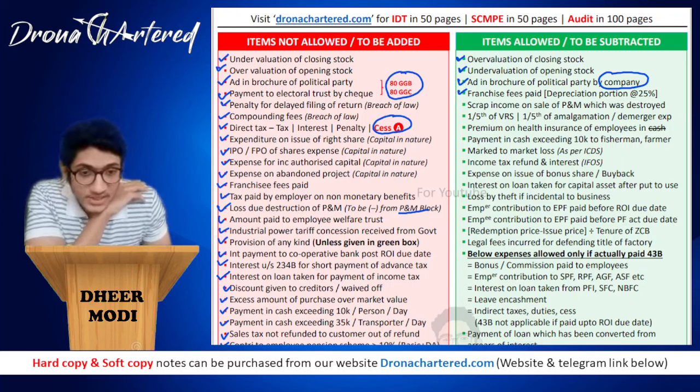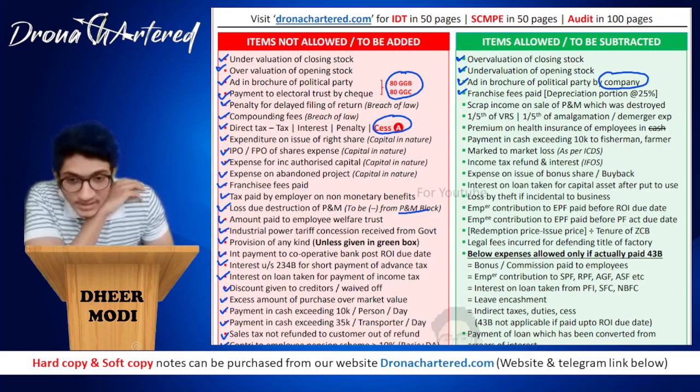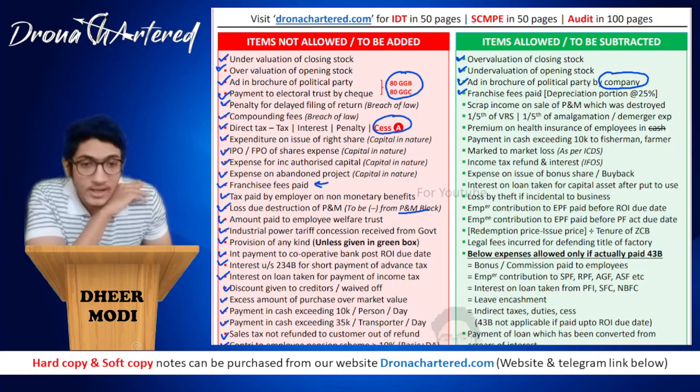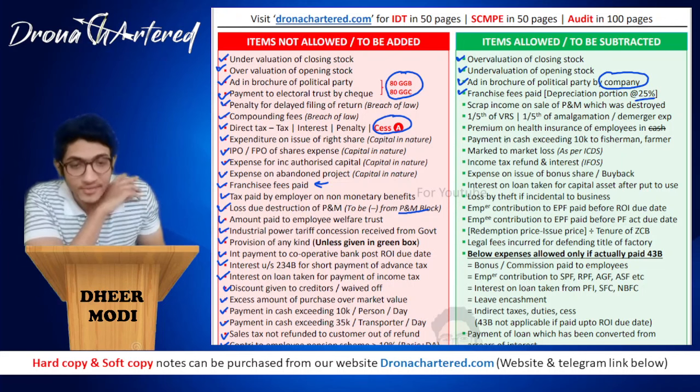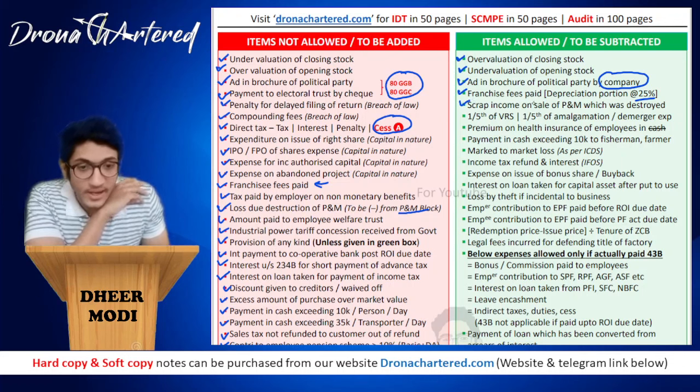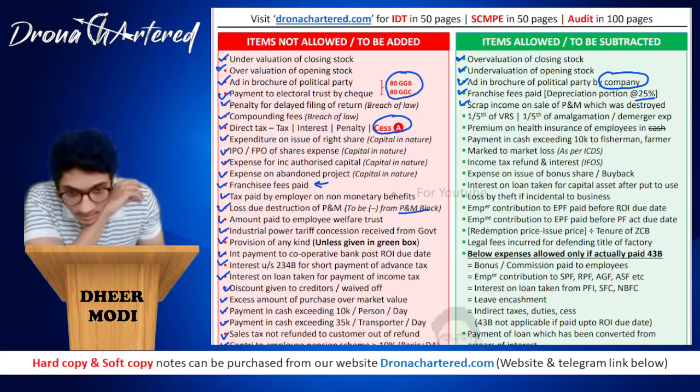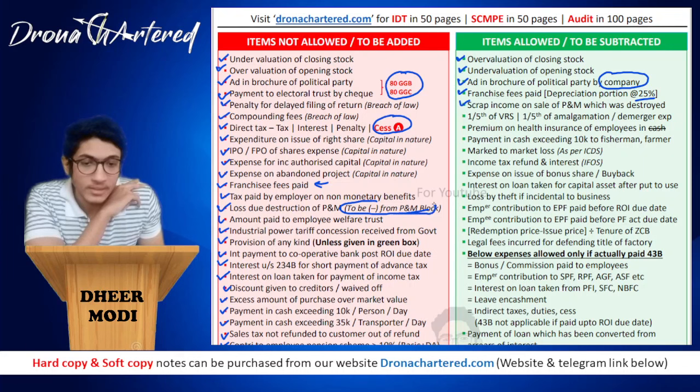Next is any franchisee fees paid. If you remember, we have studied franchisee fees paid over here, correct? So for any franchisee fees paid, only the depreciation portion, that is 25%, will have to be subtracted. Next is your scrap income on sale of plant and machinery which was destroyed. You remember, over here we had done loss due to destruction of plant and machinery to be subtracted from the plant and machinery block.